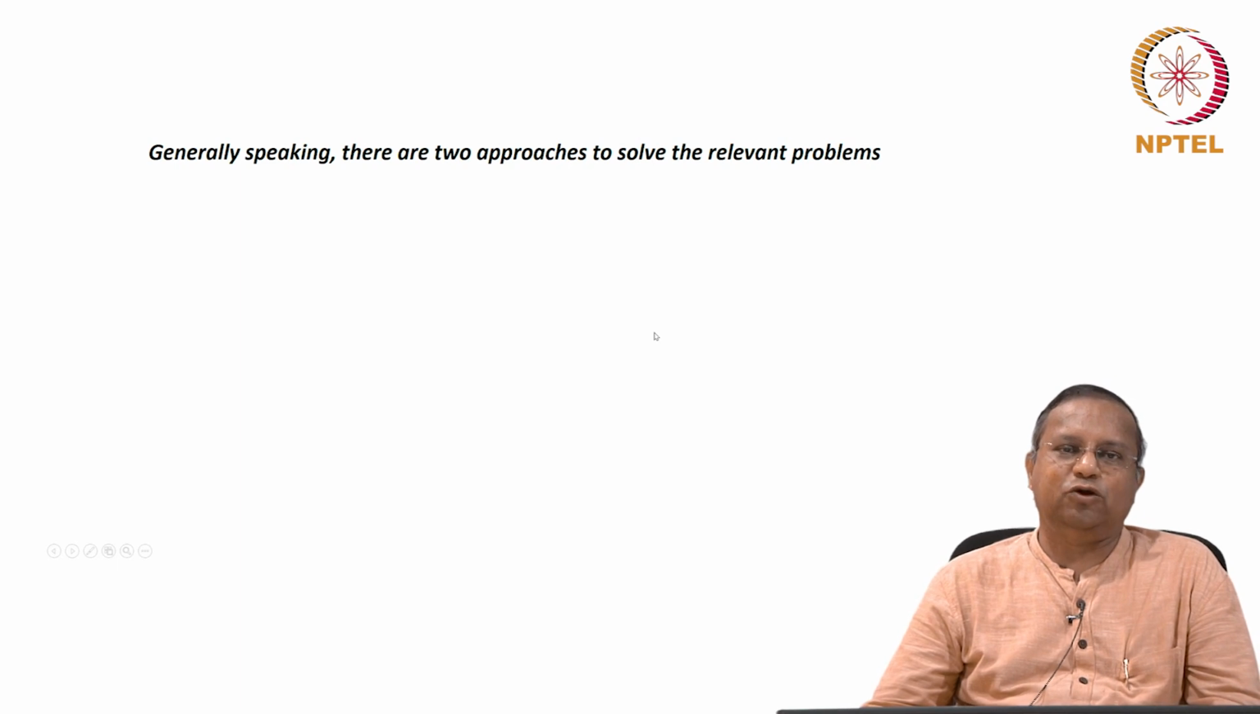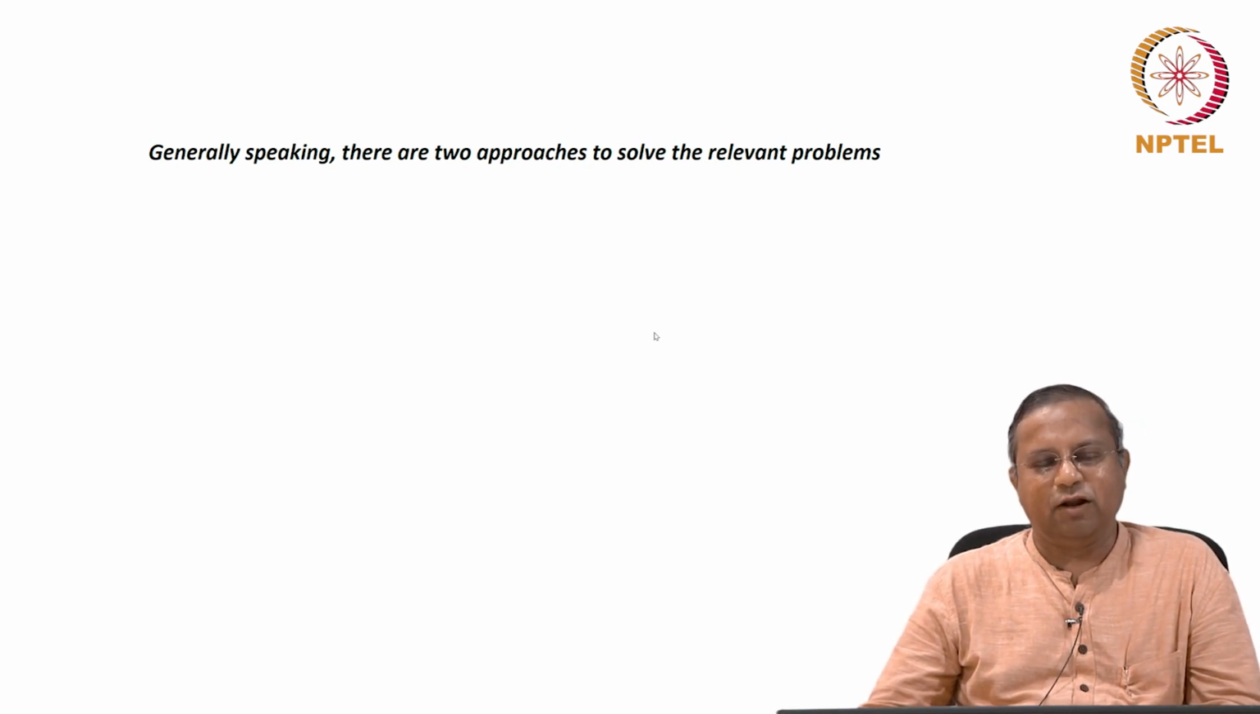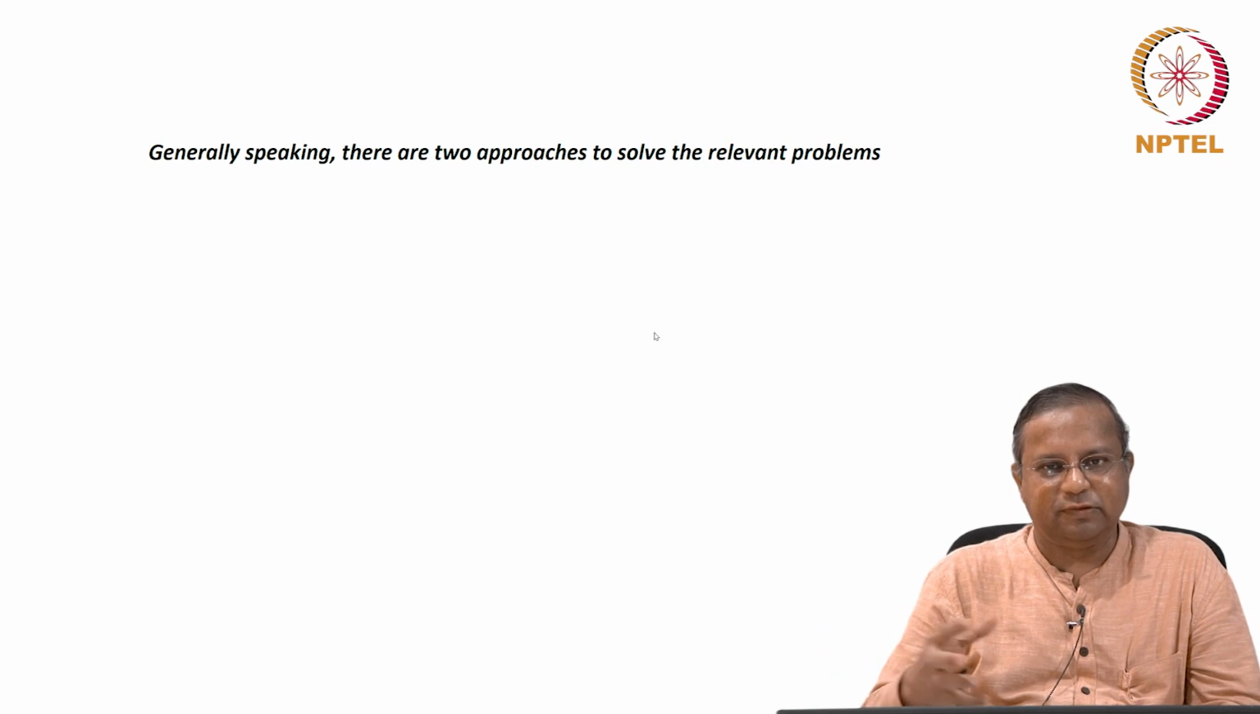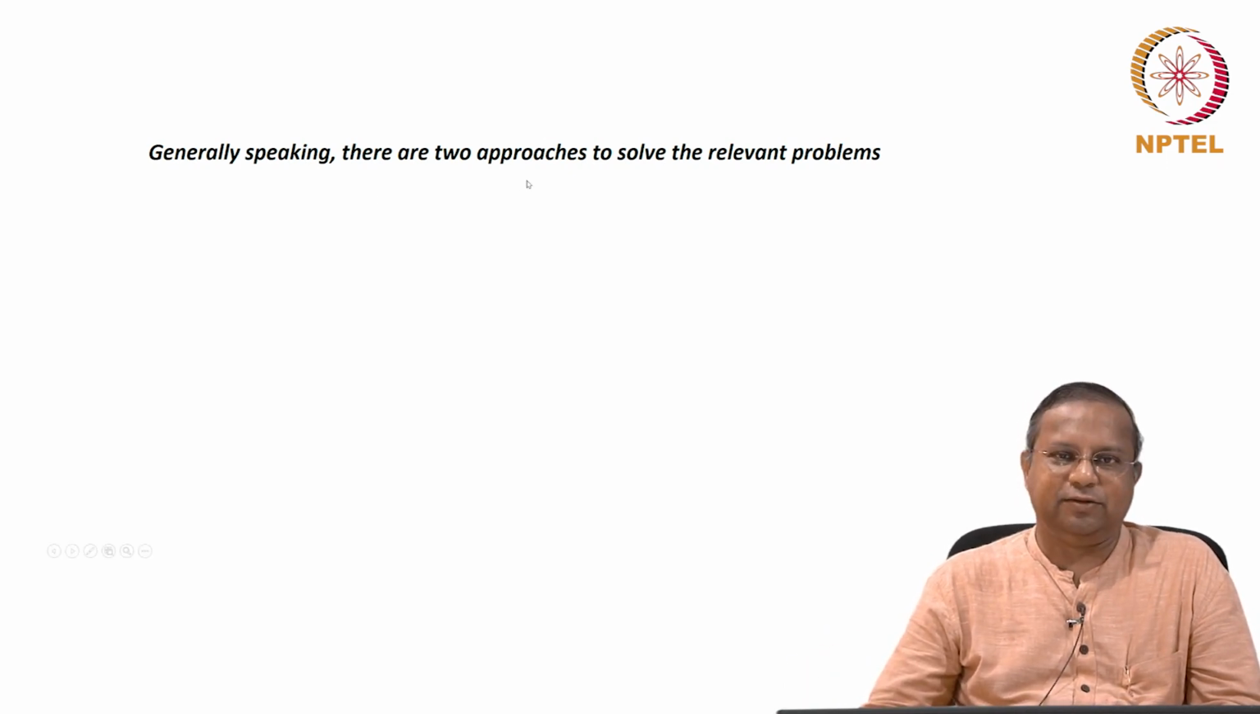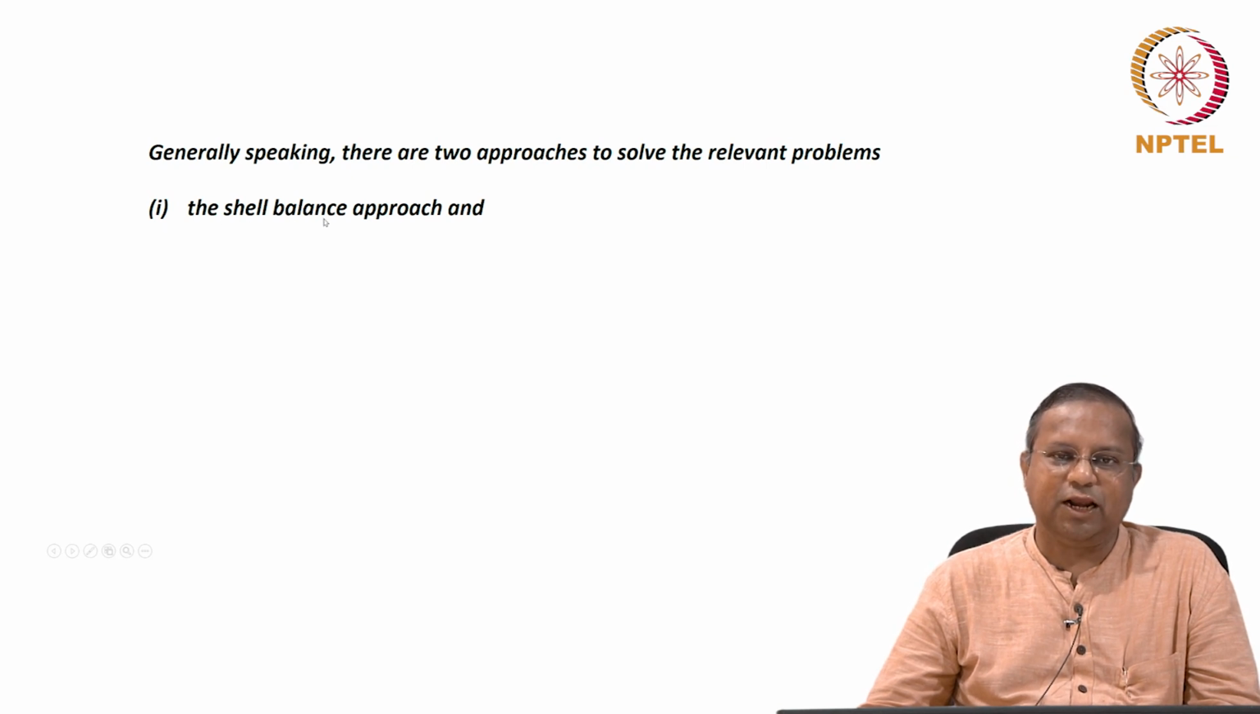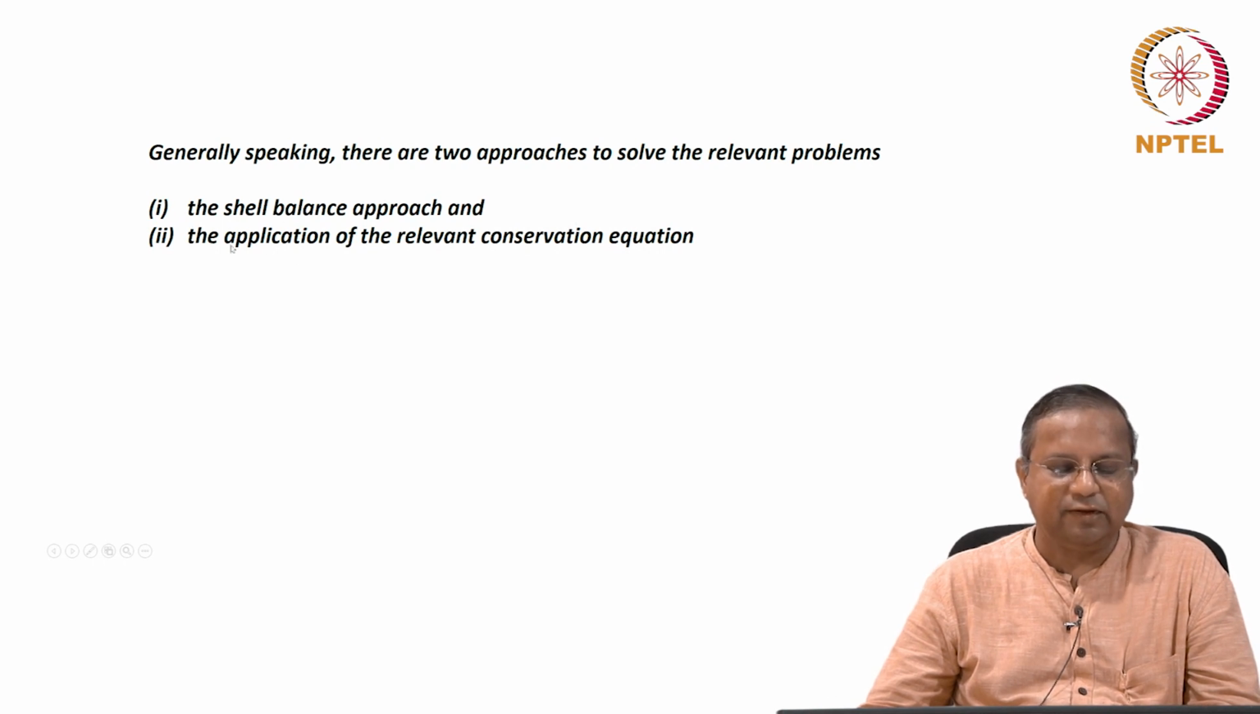Generally speaking, there are two approaches to solve these problems, the problems that involve motion of various substances and so on and so forth, which are plenty in engineering practice. There are two broad approaches. First is called the shell balance approach, and second is called the application of the relevant conservation equation directly. Let us look at both of them. Both of them have good merit. Let us look at them and then I will talk about them.